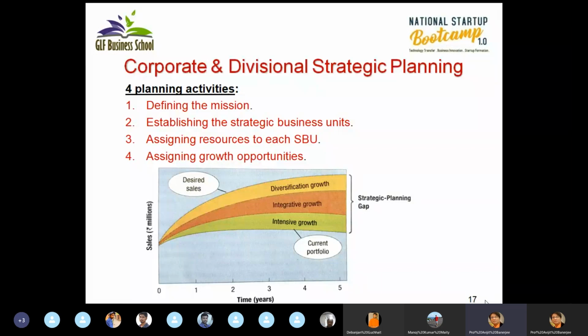At this stage, you should consider yourself a strategic business unit and set your goals, your strategies, and your plans as per that SBU planning norm. Let us start with defining the corporate mission or the business mission.